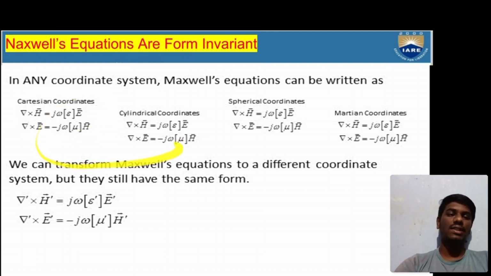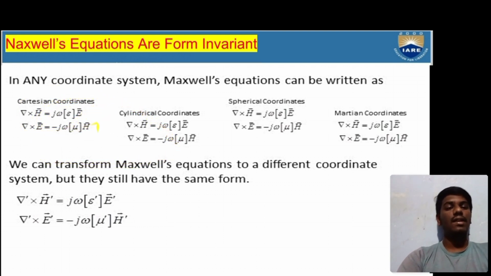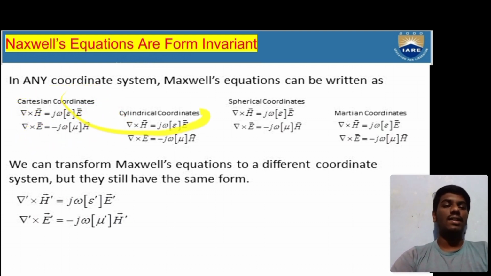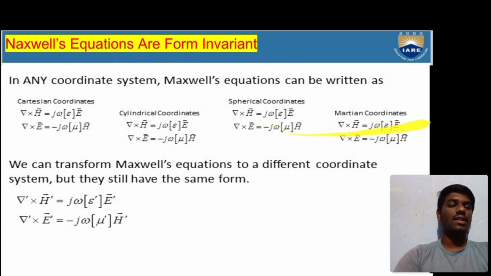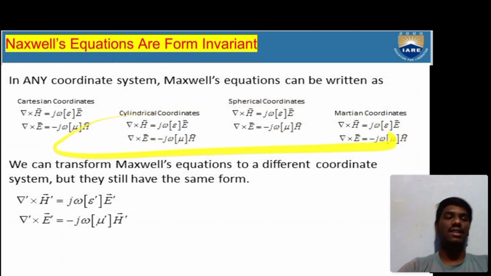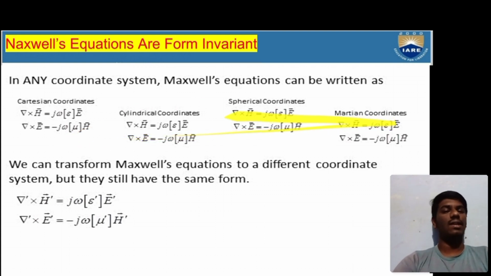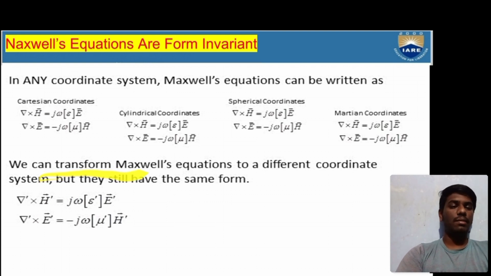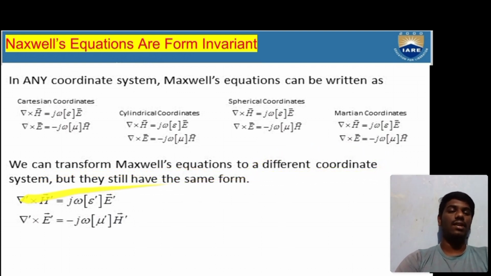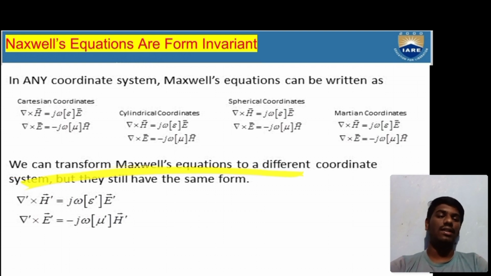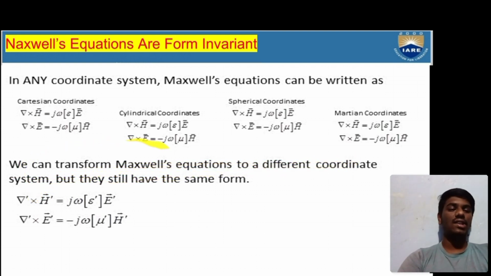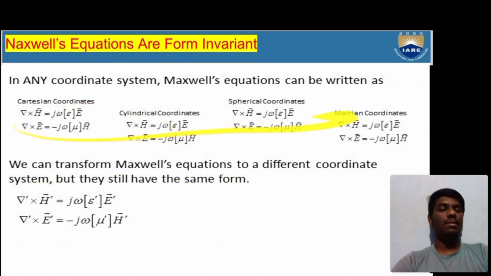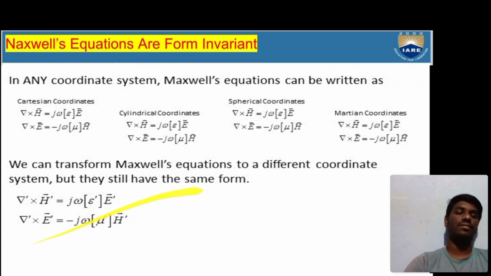By seeing this on my PPT, you can see the Maxwell equations for any coordinates. If you take Cartesian, cylindrical, spherical or any other coordinates which exist, the Maxwell equations are the same. So we can say that Maxwell equations are form invariant. We can transform Maxwell equations to a different coordinate system, but they still have the same form. In every system Maxwell equations have the same form.